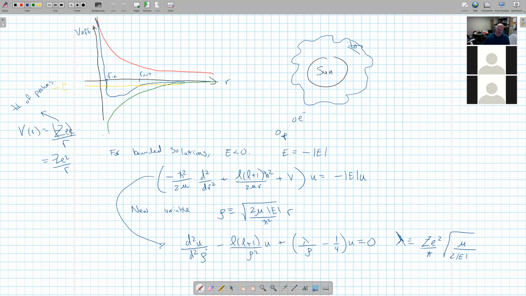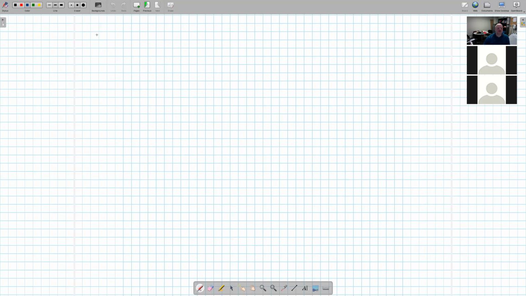And now look at the opposite limit, where rho goes to infinity, and see what happens. As rho goes to infinity, this term here is going to go to 0, and this term here is also going to go to 0. So in this case, we're going to be left with what? The second derivative of u with respect to rho minus u divided by 4 equals 0.